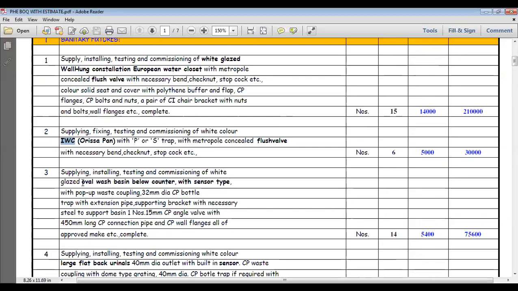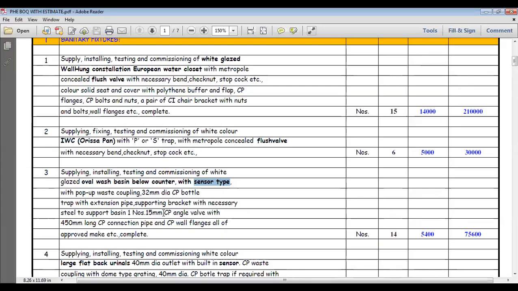Here, wash basin, what type of wash basin? Oval wash basin, below counter, everything necessary: sensor type, not sensor operating type, manual operating type, automatic operating type. With the pop-up waste coupling, 30 mm dia CP bond, chromium plated bond, drop with the extension pipe to supporting bracket with the necessary steel support.